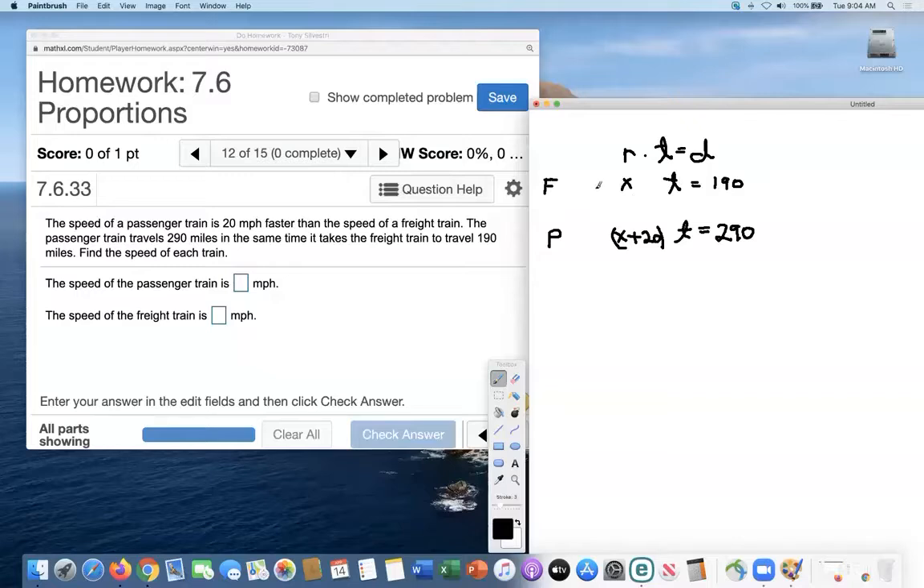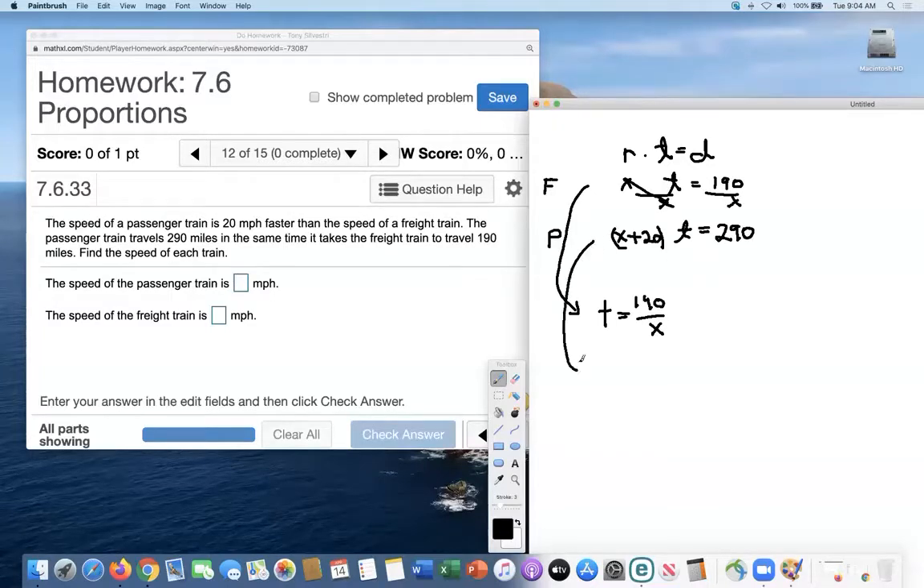Okay, so come down here and say t equals 190 divided by x. Okay, that's what that is. So x times t is 190, solving for t, so divide both sides by x. Now, if you divide both sides by x, the x's cancel. Okay, and so that's what you end up getting here.